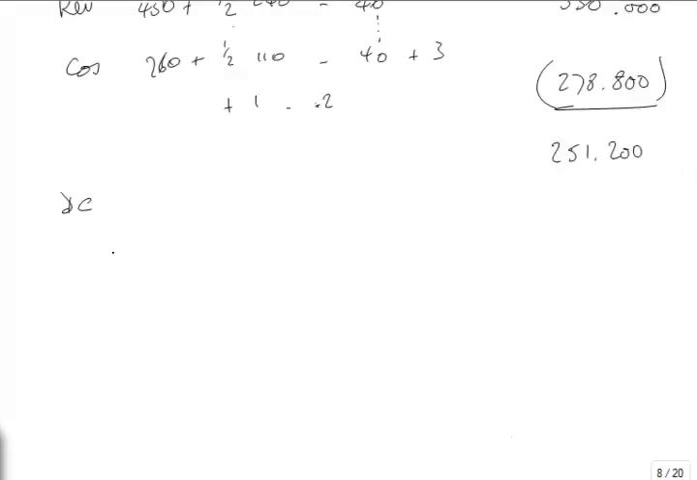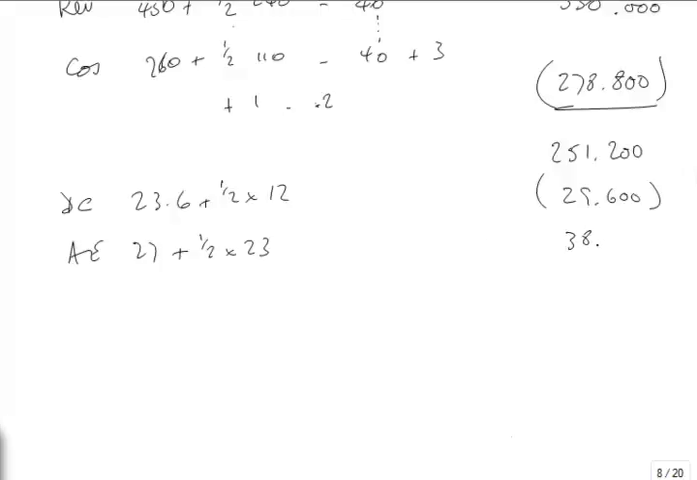Distribution costs. 23.6 and a half of 12 is 29.6. Admin expenses, 27 plus a half of 23. I don't know if you heard that, but that was my stomach rumbling. I'm ready for dinner. 11.5, that's 38.5. Are there any? Yes, there are finance costs. Finance costs of 1.5 plus a half of 1.2, that's 2.1.